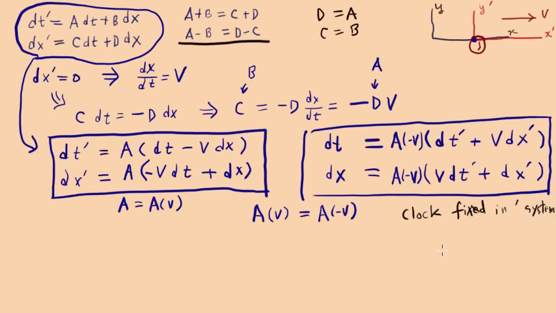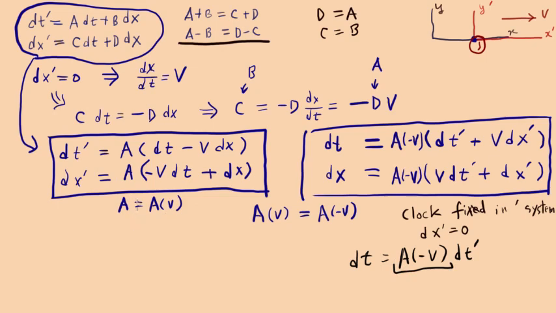For a clock fixed at any point in the prime coordinate system, dx prime is 0. So then dt is given by a(-v) times dt prime. What it says is that if the clock ticks, let's say 1 second every second here, when you see the same clock-ticking event in the unprimed coordinate, so when you're watching a moving clock, it ticks at a different rate. So it's a time scale changing factor, which is what this a(-v) is.